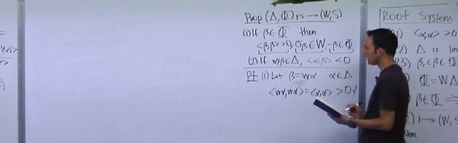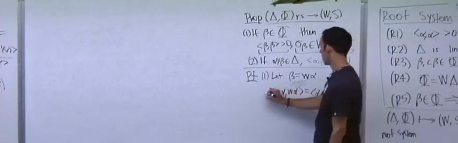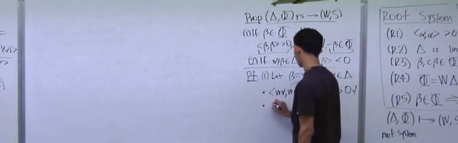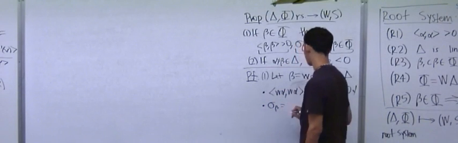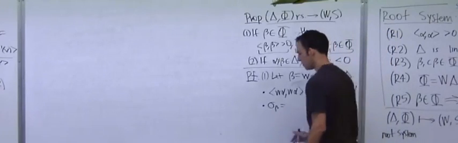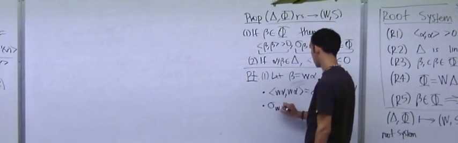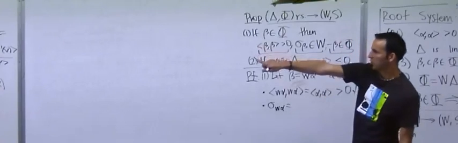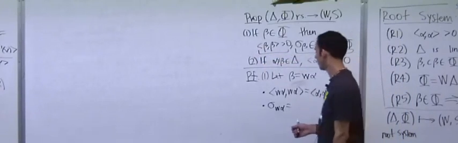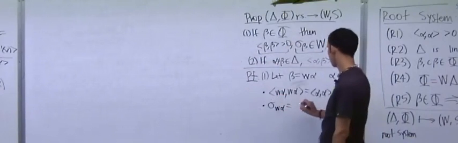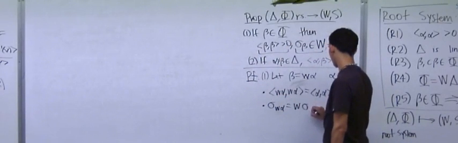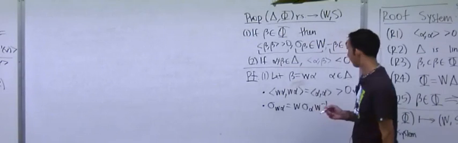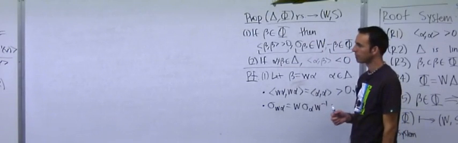Okay. Now for the second one, well, what's sigma beta? Sigma beta is the same thing as sigma sub W alpha, right? And I want to refer to my lemma over there, which tells me that sigma W alpha is W sigma alpha W inverse, right?